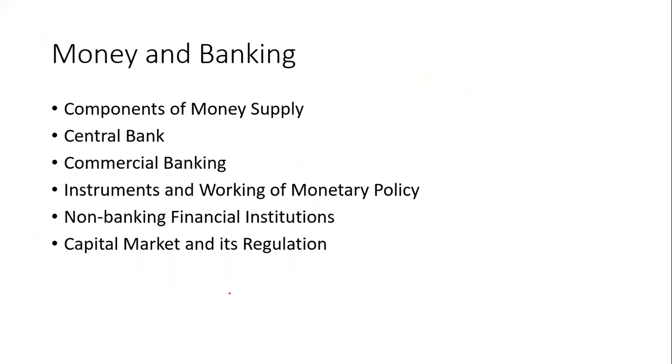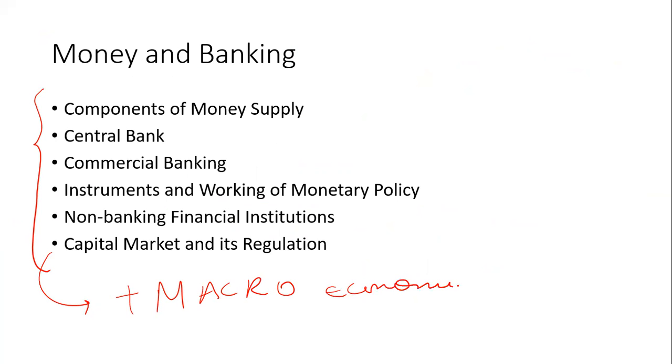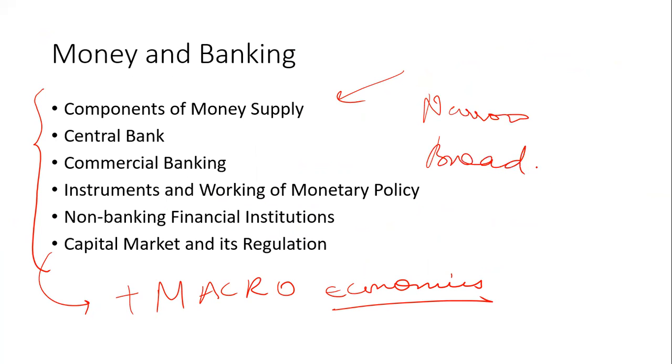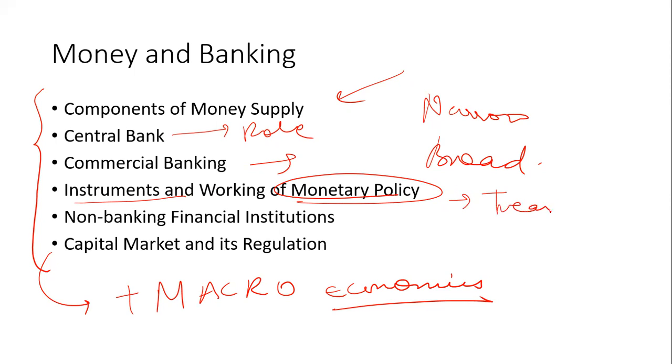Now, the next module is money and banking. A lot of people try and combine this with macroeconomics. So money and banking is going to have components of money supply in detail. What is narrow money? What is broad definition of money? What is the role of central bank? What is the role of commercial bank? What is called lender of last resort? Why is it called so? What are the instruments of monetary policies? What do you mean by treasury bill?